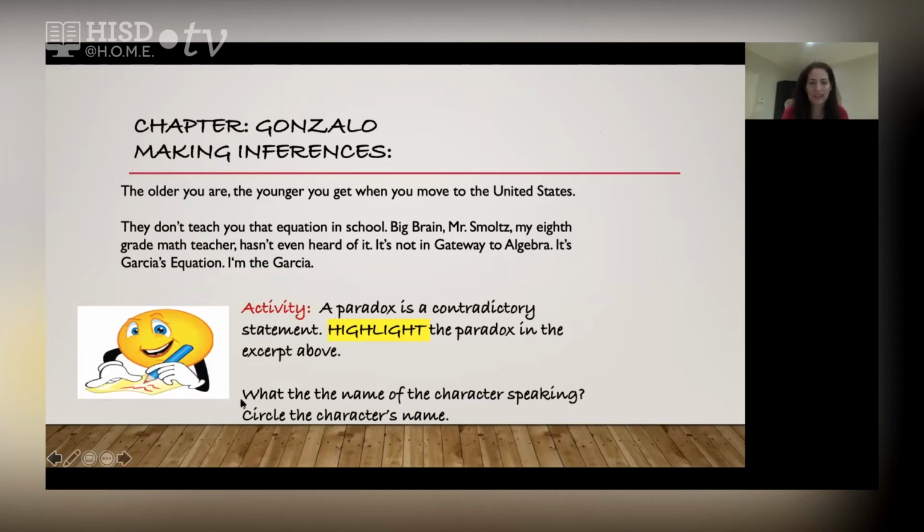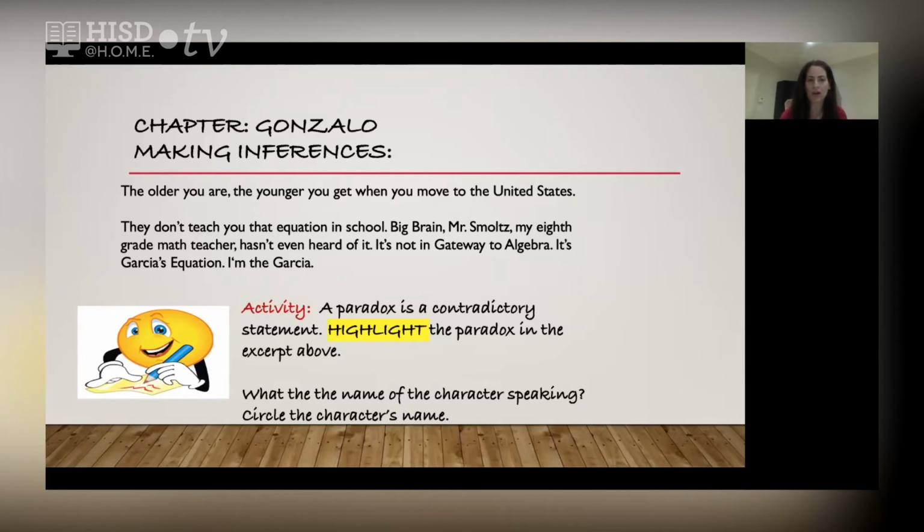Oops, we're missing a word in here. We're missing a linking verb. What is the name of the character speaking? Circle the character's name. So we know the chapter is called Gonzalo, but we don't know whether Gonzalo is the person speaking. So I'm going to read it again.